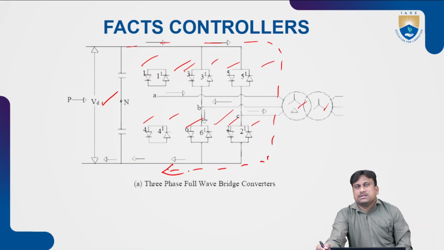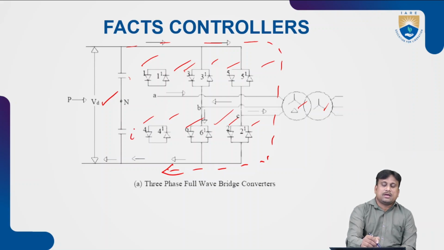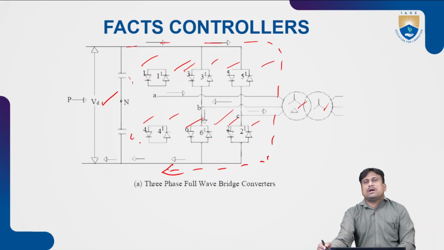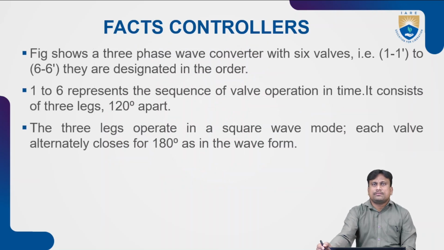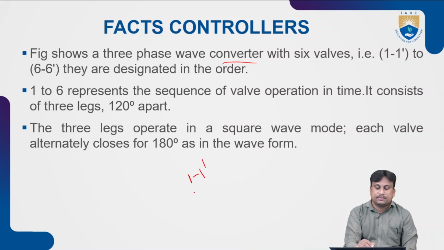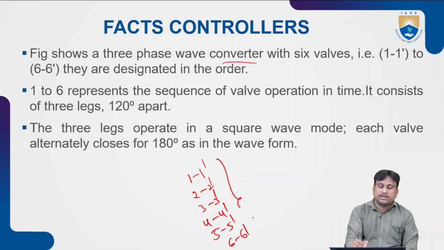So when it is existing in such a manner, it will consume the power. As 2 capacitors are connected in cascaded manner, that whole combination is connected in parallel with the sets of the devices. Because of this conduction, the 3-phase wave converter has 6 valves: 1 to 1 dash, 2 to 2 dash, 3 to 3 dash, 4 to 4 dash, 5 to 5 dash, 6 to 6 dash. Like that, 6 combinations will exist.